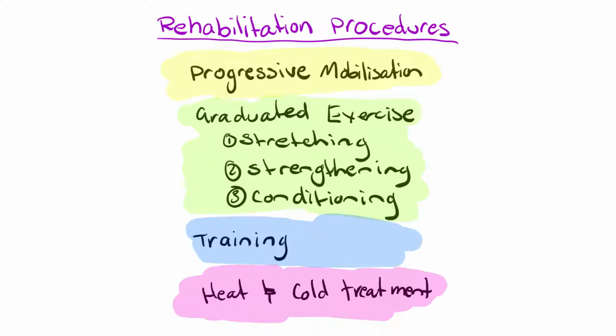So just in summary, having a look at this rehabilitation process, we start with obviously RISA, but then move into progressive mobilisation, so slowly moving the joint over a period of time, rather than doing it quite quickly. Doing it quickly will increase the chance of more injury and obviously delay the rehabilitation process. Then we look at the concept of graduated exercise, and that's 3 processes. We start by stretching the body, then strengthening the muscles and ligaments around it, and then conditioning the body back to full physical fitness. We also had a look at the role training plays in rehabilitation, and also the role of heat and cold treatment during the rehabilitation stages.